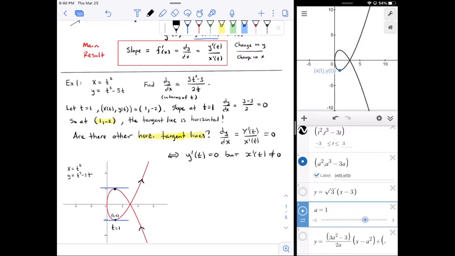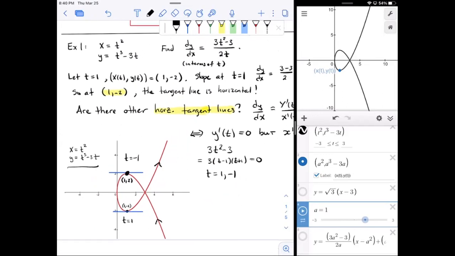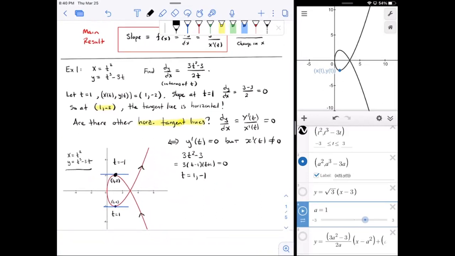So in our particular example here, y prime of t is 3t squared minus 3, which is equal to 3 times (t minus 1) times (t plus 1). And so that's going to be equal to 0 for two values, t equals 1 and t equals minus 1. I'll leave it to you to check with these equations over here that when t is equal to minus 1, you're at the point 1 comma 2. So now we know that the curve doesn't bend around on itself like I was hypothetically speculating. There are two tangent lines that are horizontal.